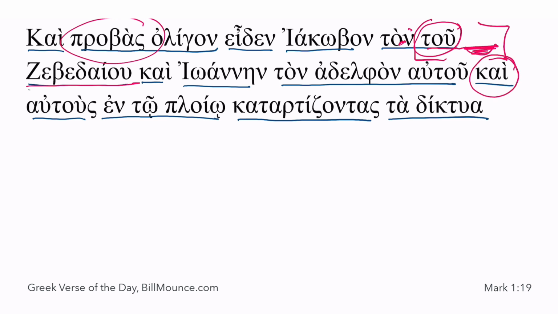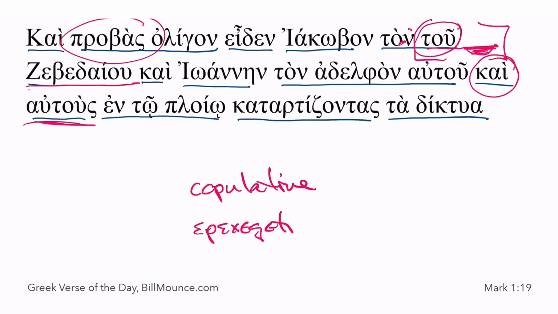So there are two uses of kai. The normal one is called the copulative, and that would just be translated and. So there was James, and there was John, and there were another group of people, the autous, in the boat. Okay, that's one way to do it. Another way that kai can function is called epexegetical, and that's like saying i.e. So it would be James and John, that is, they were in the boat. They were those who were in the boat.